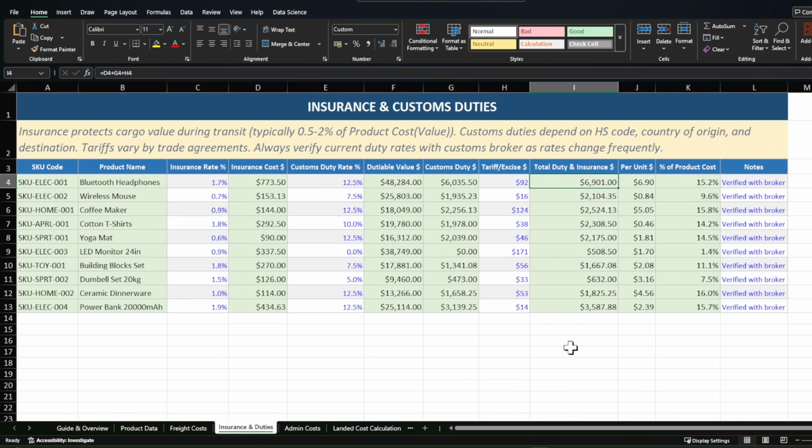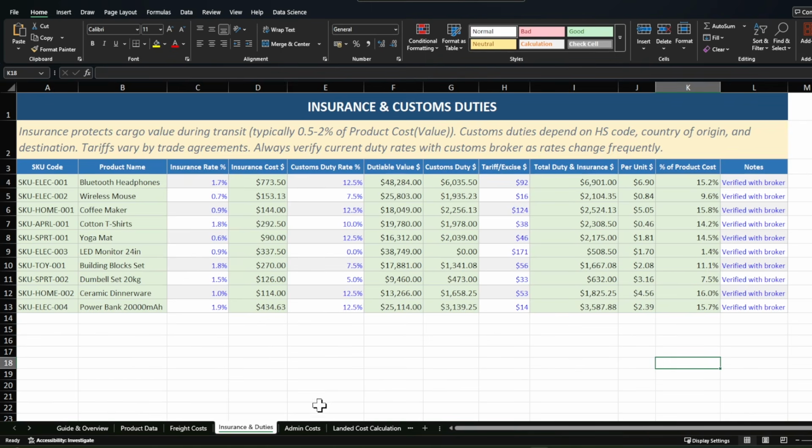Now you need to calculate how much per unit all of these additional charges, which is insurance and duty, impact, because this item was ordered in 1000 quantity. So we are just dividing it by 1000 and we are getting $6.90 per unit that we are spending only on the insurance and duties. And how much does it make of your purchasing cost? It is making 15.2% of your purchasing cost.